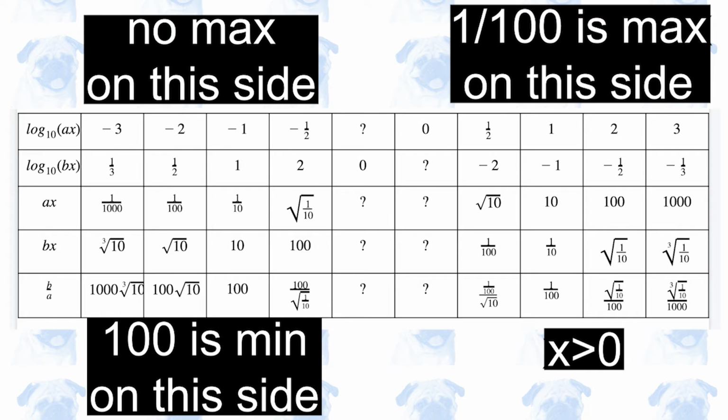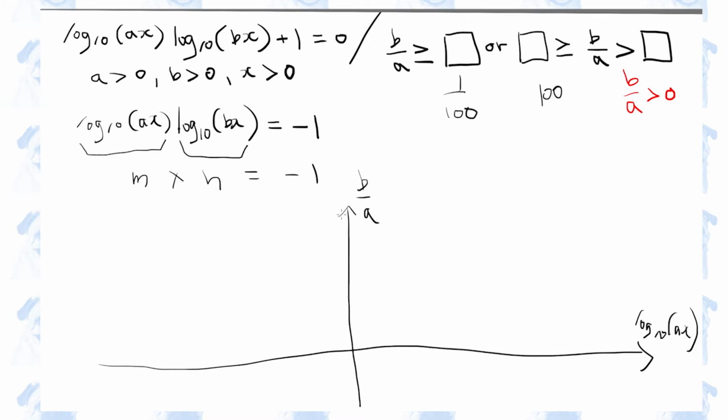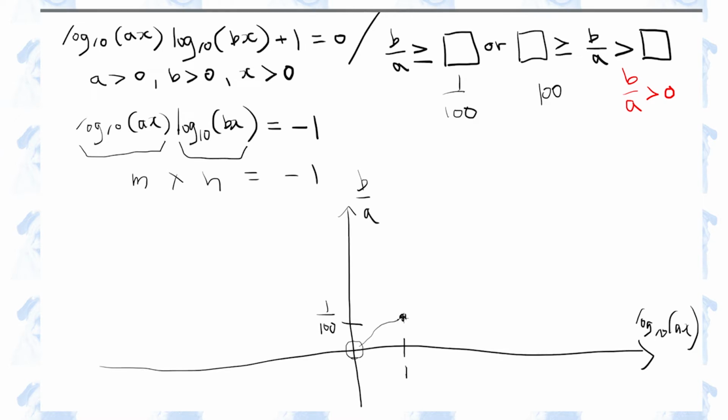So I made this very simple table where you can see what happens to the value of b over a as the value of log base 10 of ax increases and decreases with respect to log base 10 of bx and ax and bx. If the vertical axis represents b over a and the horizontal axis represents log base 10 of ax, as we go from 0 to positive infinity, the graph reaches its maximum at 1, 1 over 100, and then it goes down and it approaches 0, but it never touches the horizontal axis.